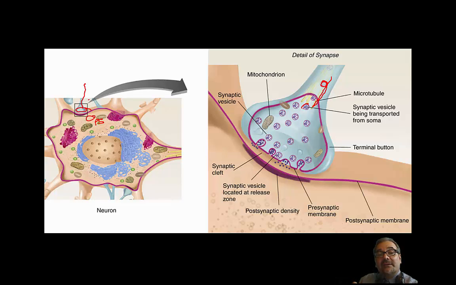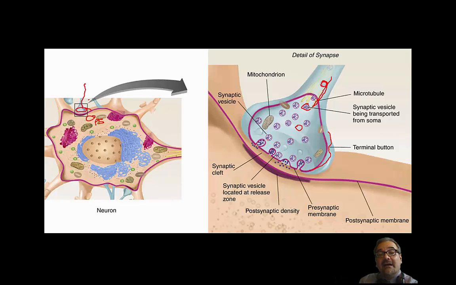When these neurotransmitters that are transported from the soma to the terminal button reach the terminal button, they just basically sit around waiting for an action potential. An action potential reaches the terminal button and results in a cascade.